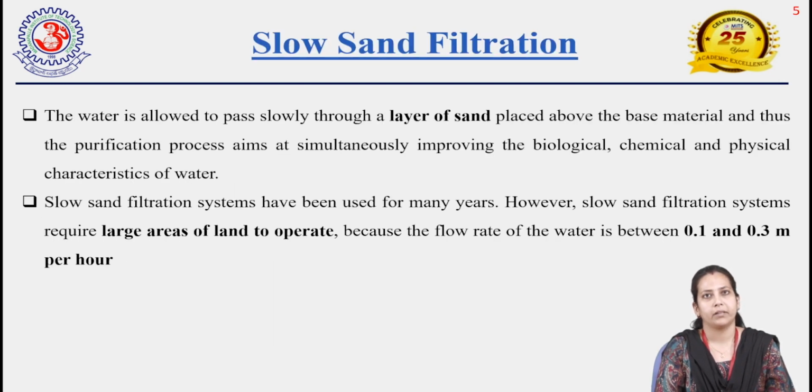So let's see the working principle of this slow sand filter. Basically the water passes through the layer of sand placed above the base material, and thus the purification process aims to simultaneously improve the biological, chemical, and physical characteristics of water. Slow sand filtration has been used for many years. It is a conventional method, but it requires a large land area to operate. So these are the major disadvantages. It requires a large area, the operation is very tedious, and the flow rate is also very slow, that is 0.1 to 0.3 meter per hour.